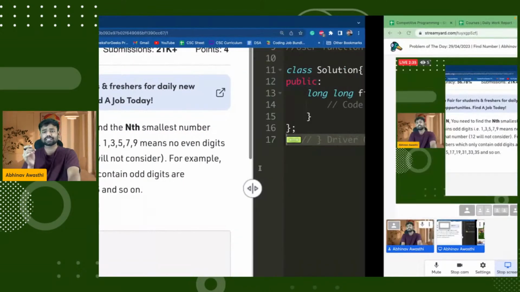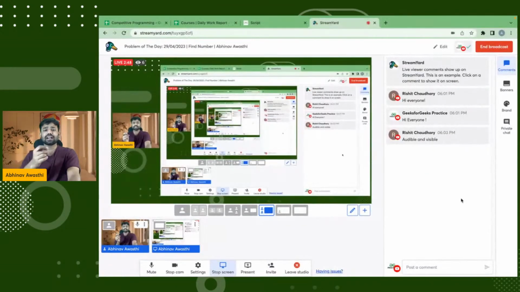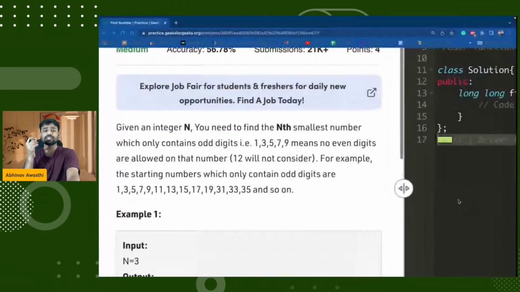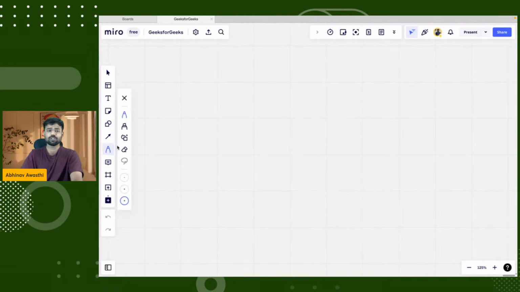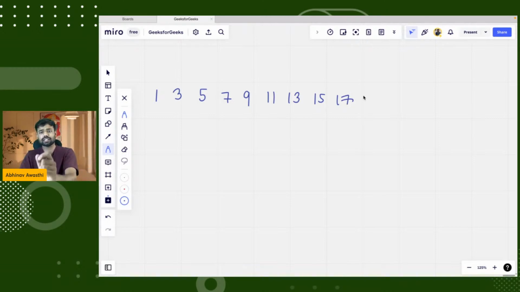So basically, they are saying that there is a series which contains only odd digits. If I write the series, it will look something like this: 1, 3, 5, 7, 9. I hope that my screen is also visible. Okay, now 11, 13, 15, 17. So till now you can see the series looks like simply a series of odd numbers.